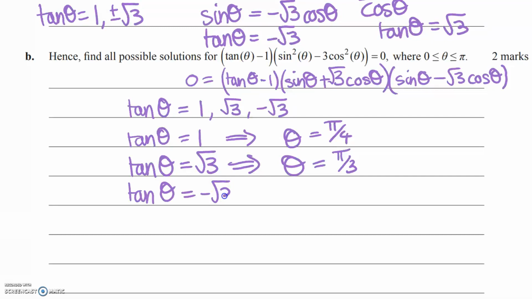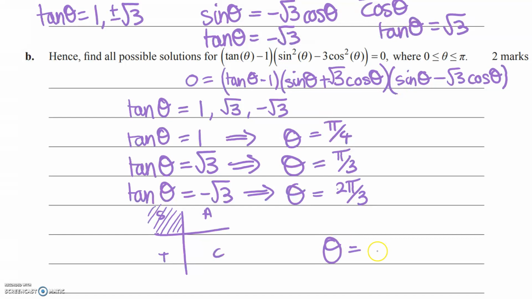And then tan theta equaling negative root 3, well we can always look at, we know we're going to be talking about this quadrant over here. We know we're going to be talking about this angle, and we know that it's root 3, so we know that theta is equal to pi take pi on 3, otherwise known as 2 pi on 3. So my answers are theta is equal to pi on 4, pi on 3, and 2 pi on 3.